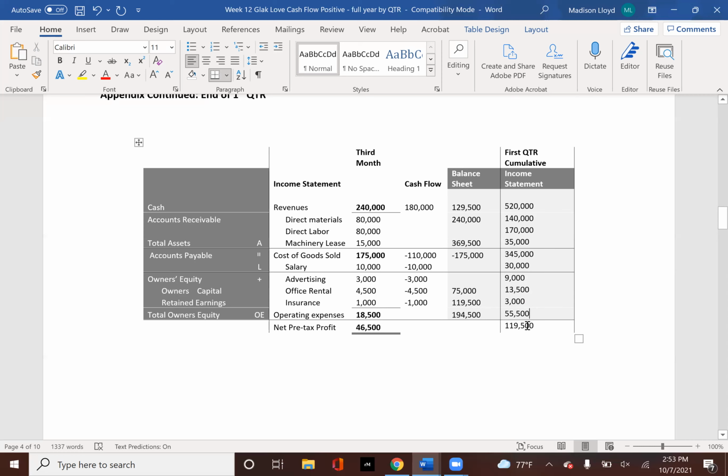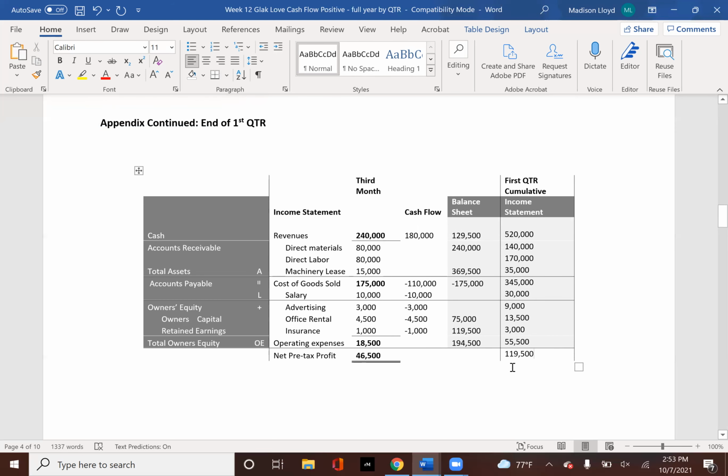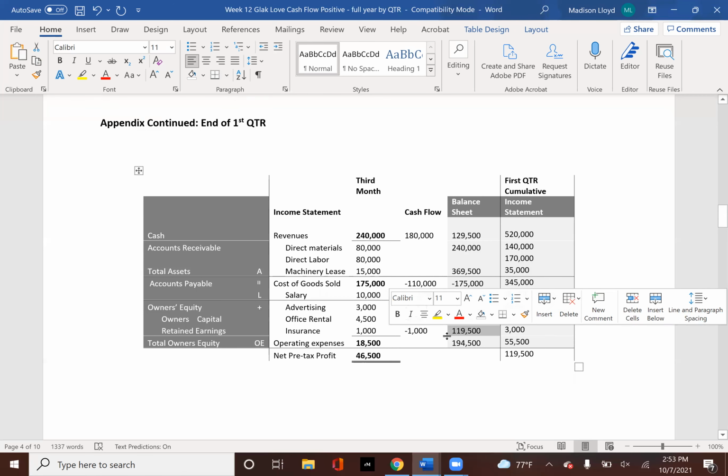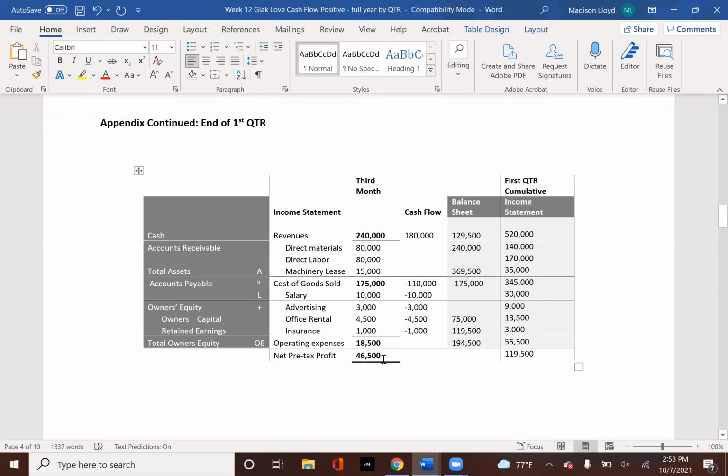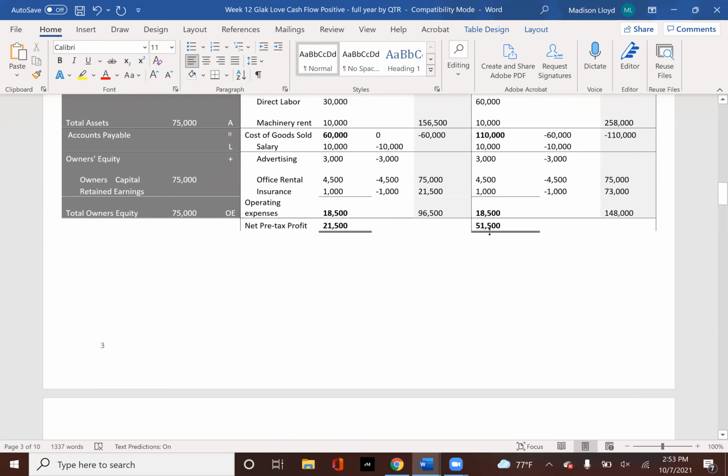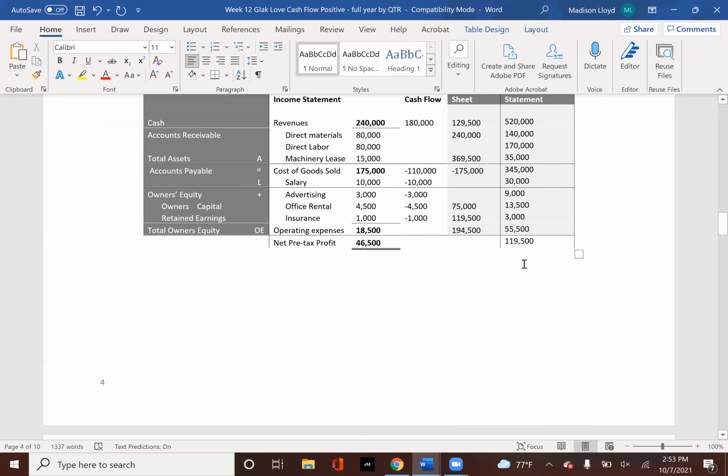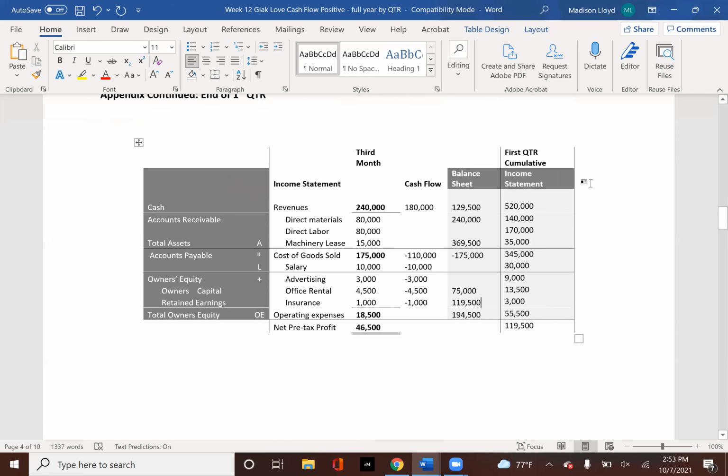Okay, cumulative. Your net pre-tax profit is going to be, let me see, actually, I'm not sure. Yes, that actually would be correct. So your pre-tax profit is going to be your retained earnings right here, because we've added up our profits for the past 3 months, right? So you just add up 46,500, 21,500, and 51,500, and we get a total of 119,500, which equals our retained earnings right over here. Okay, so that's cumulative. That's for the first quarter.